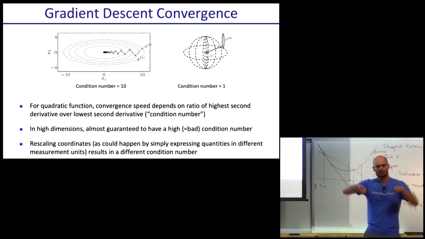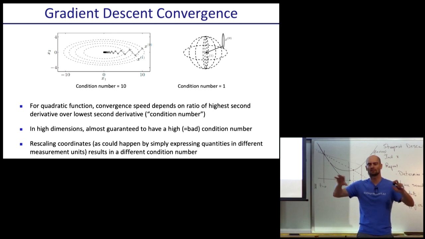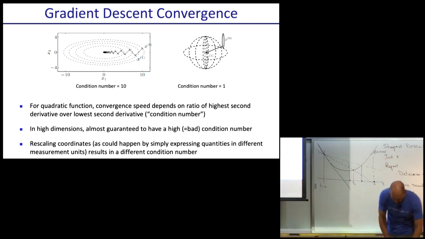Since only the two extremes matter in high dimensional spaces, it's almost guaranteed, unless you're very careful about designing your problem, that they'll be far apart, that ratio will be a high number, and so you'll have a poorly conditioned problem and slow convergence of gradient descent. Just kind of too bad, but that's just the way it is.